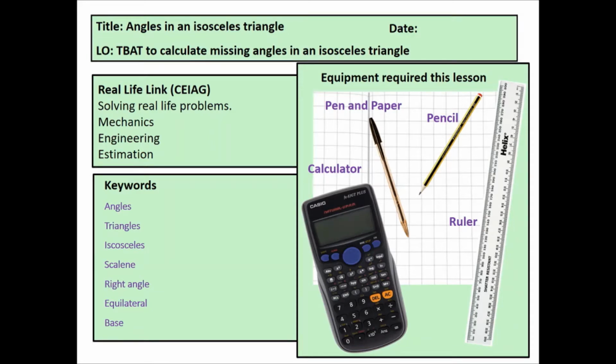Today's lesson, we'll be able to find missing angles in an isosceles triangle. So it's more specific and a bit trickier than the regular triangles. But as I was saying in the previous video, angles in a triangle still add up to 180 degrees, as we will explore. Keywords will remain the same, as are the real life links and the equipment required. So let's dive straight in.